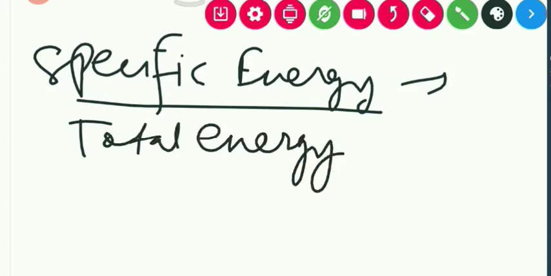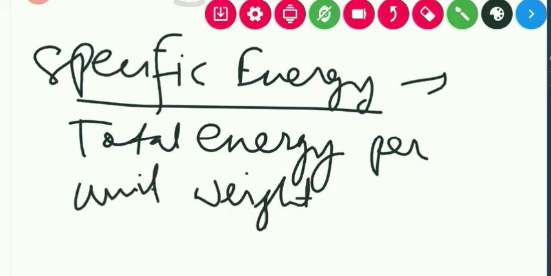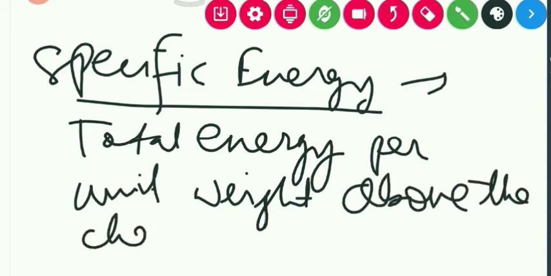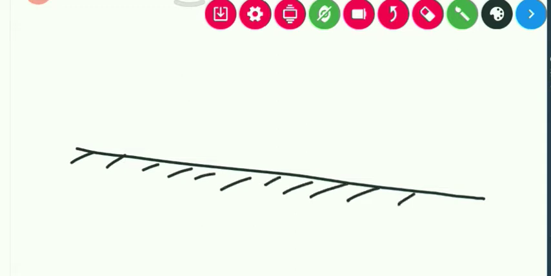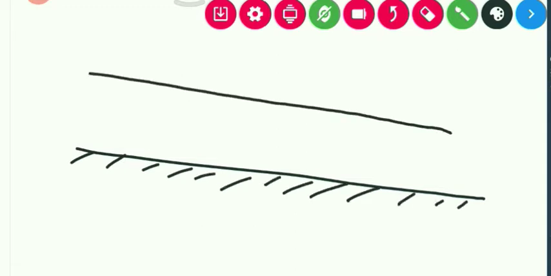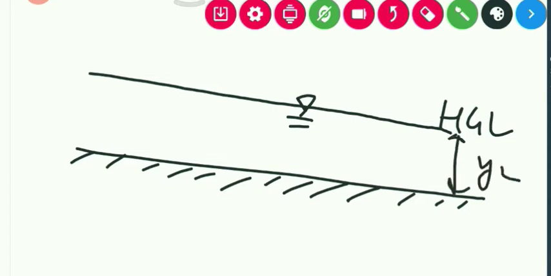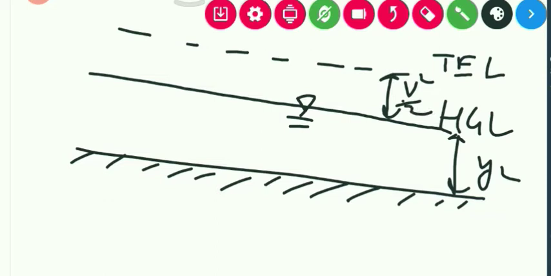total energy per unit weight above the channel bed. Means if we have a channel bed, then this is the stream of the flow, the water surface. This is the hydraulic gradient line. This is the depth y, and this is the line which is called the total energy line, and this value will be v square by 2g.